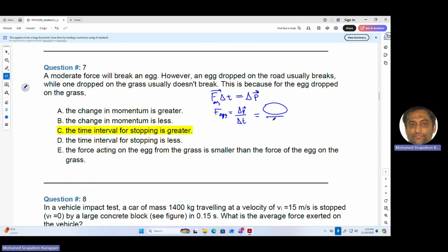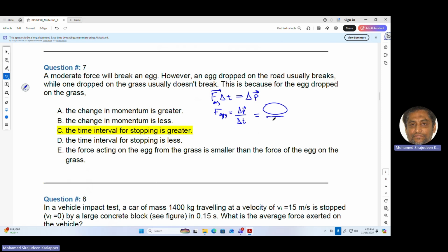What is the difference? The time. When you have a cushion like the grass, it will move further, right? It is not going to break. It will not come to a zero velocity immediately. Because it is grass, it will move a little bit more. That means it will take greater time to come to zero velocity.